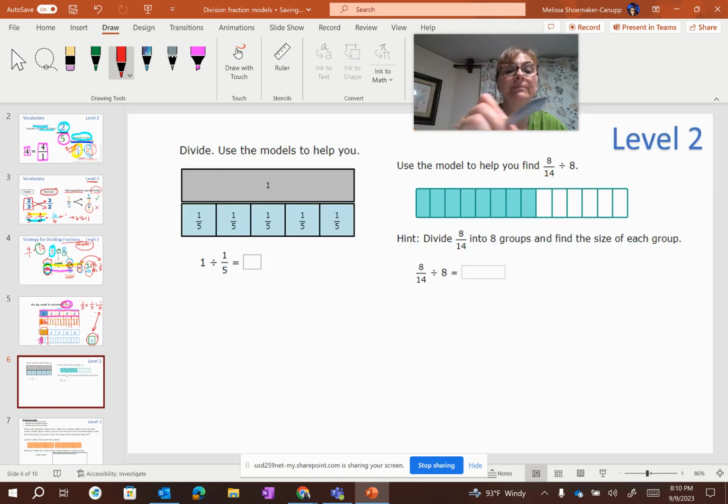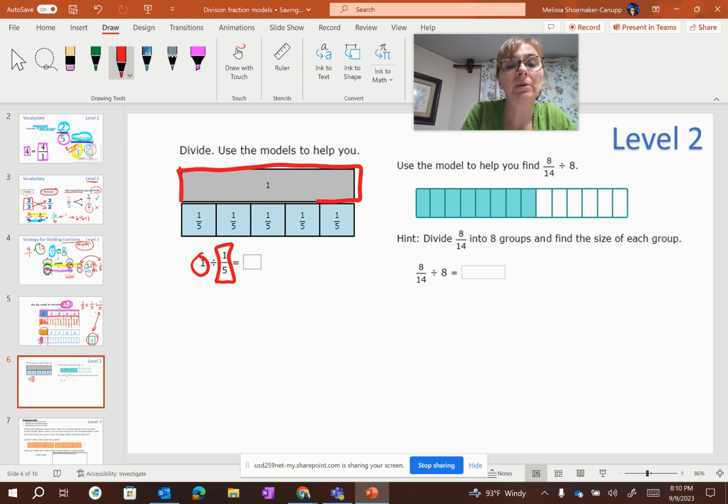Let's try another one. Divide, use the models to help you. We have 1 divided by 1/5. So we have the 1 total is gray. Then we've cut it up into 5 pieces. Those would signify dividing it into 1/5. So we have to cut it into 5 equal pieces. So how many pieces are we going to have? 1, 2, 3, 4, 5.